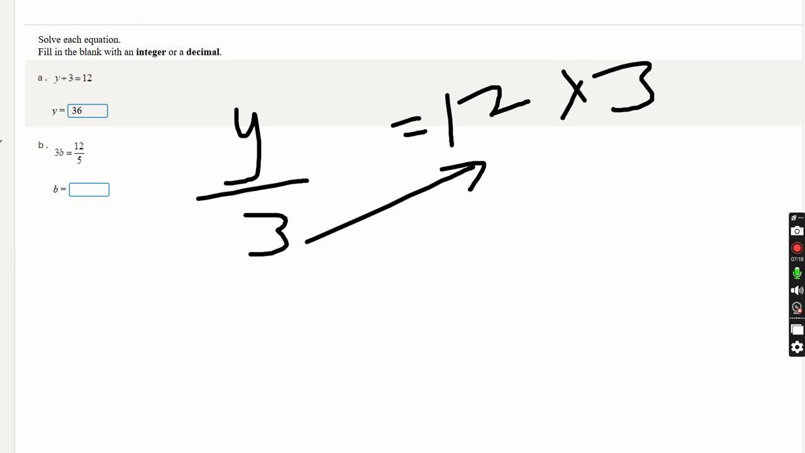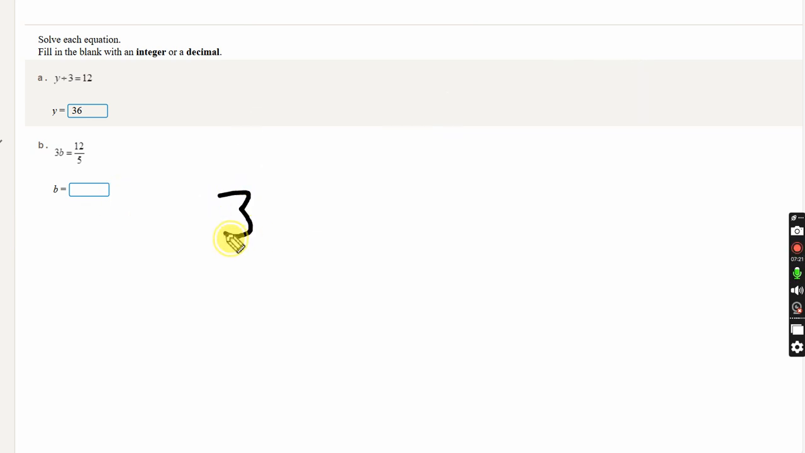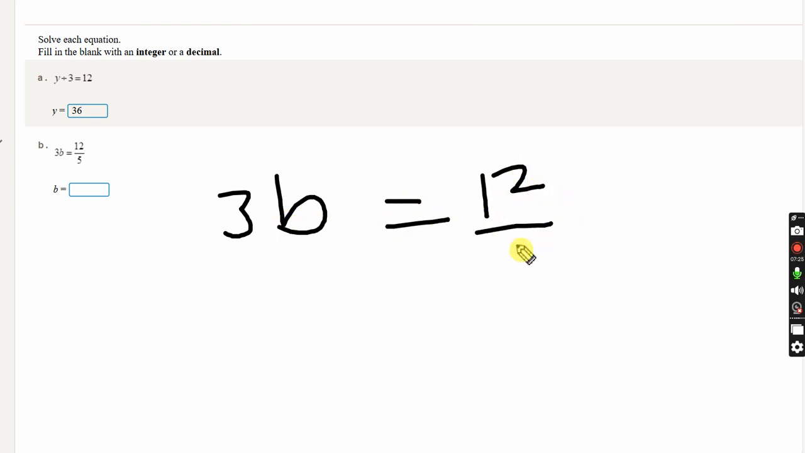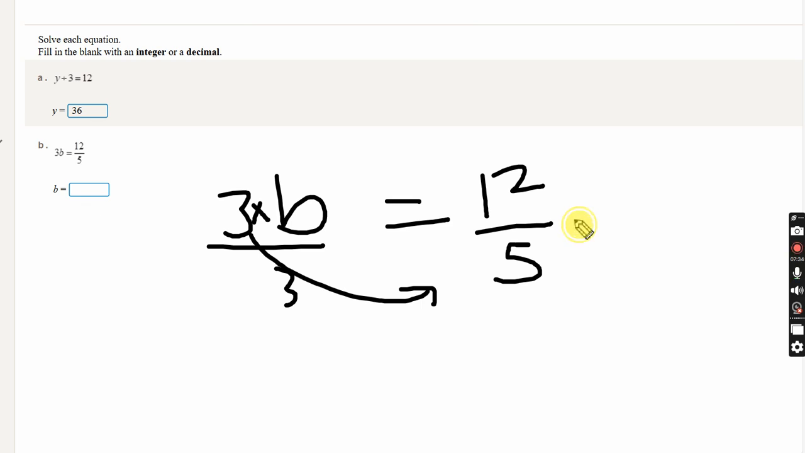The same thing now you'll do for this one. 3b is equal to 12 over 5. Now, it's multiplication here. So when you take it to the other side, what happens? You divide here by 3 and you divide here by 3.